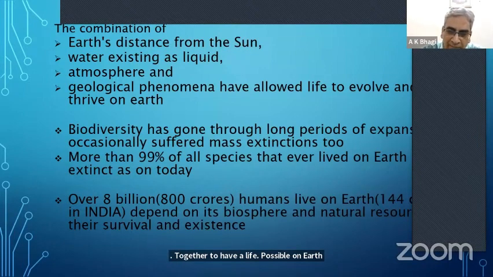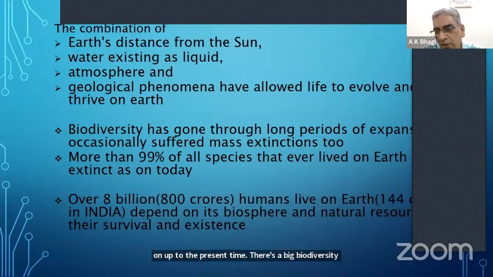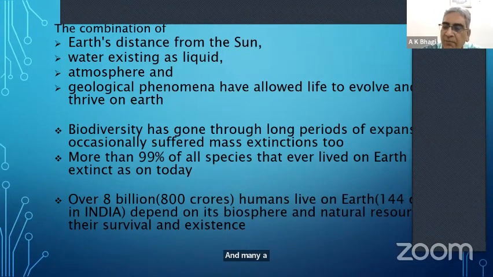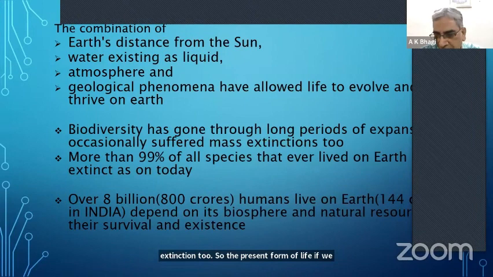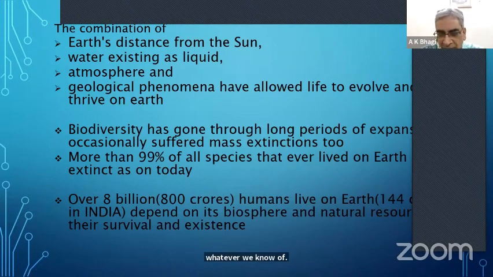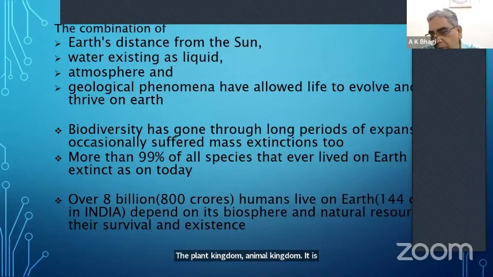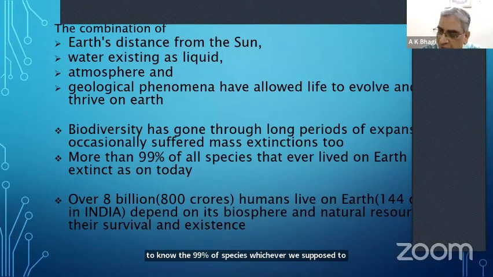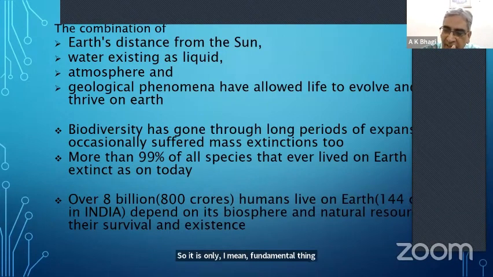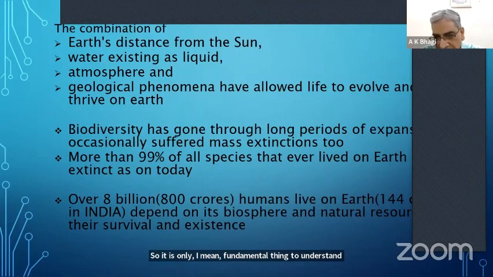Now, if you look at it, since life started existing on Earth up to the present time, there's a big biodiversity, and that also has undergone expansion, and many a time, maybe occasionally, suffered mass extinction too. So the present form of life, whatever we know of, the plant kingdom, animal kingdom, it is also important to know that 99% of species, whichever we suppose to have existed on the Earth, have undergone extinction. So it is a fundamental thing to understand that life is undergoing continuous change.